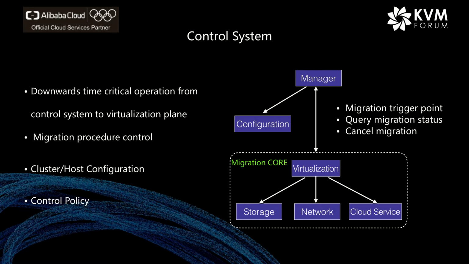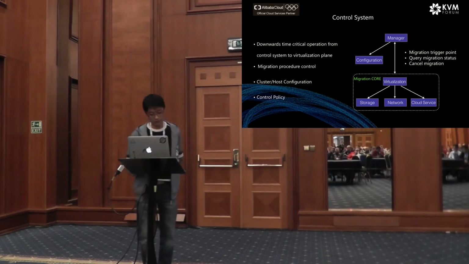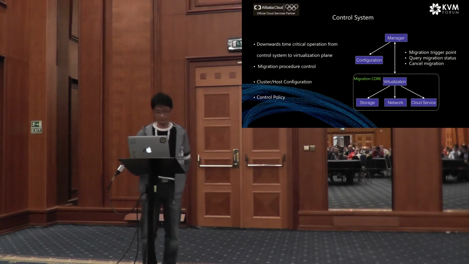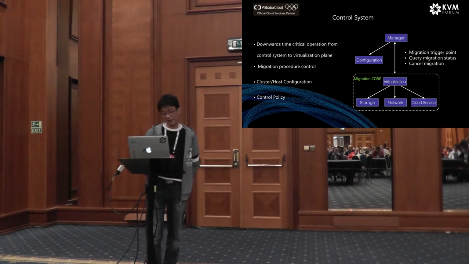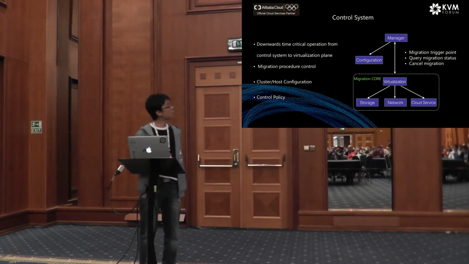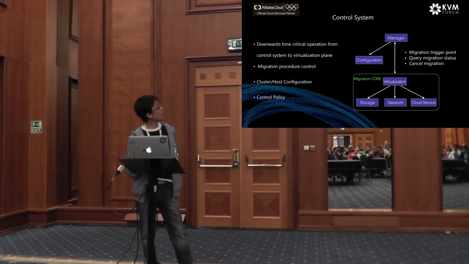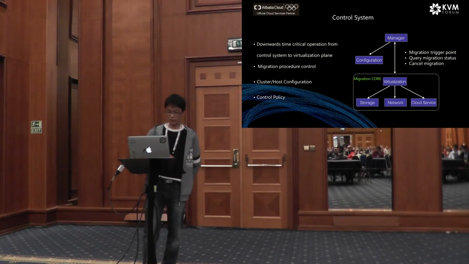Last but not least, the control system. The most important thing we tried in the control system is to move the time critical operations down from the control system to the virtualization plane. So as we finished, the architecture of the migration becomes as follows. Most of the important time critical operations are finished in the virtualization plane. This allows the manager to focus on the migration trigger point, like when to trigger live migration, or if we need to cancel the migration now. So that the control system can mainly focus on the control policy.